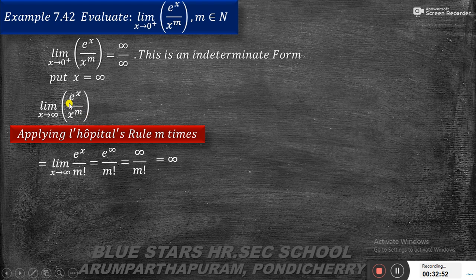So I write the given function, same function: limit x tends to infinity, e power x by x power m, applying L'Hopital rule m times. L'Hopital rule m times means limit x tends to infinity, e power x by m factorial. So I substitute x equal to infinity: e power infinity by m factorial. e power infinity is infinity, and infinity by m factorial is infinity.